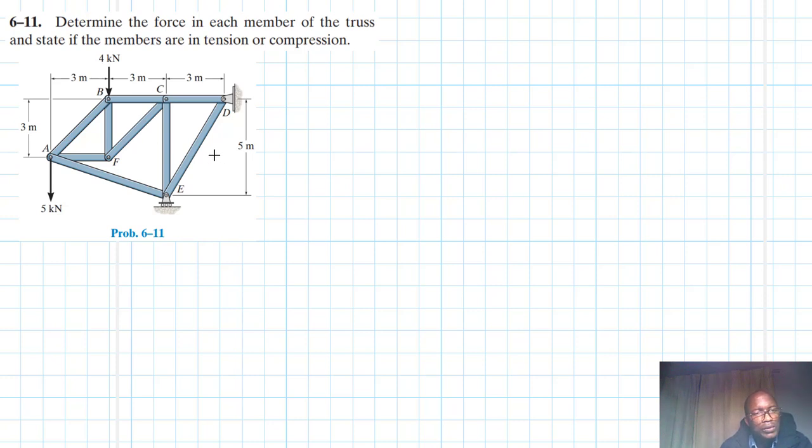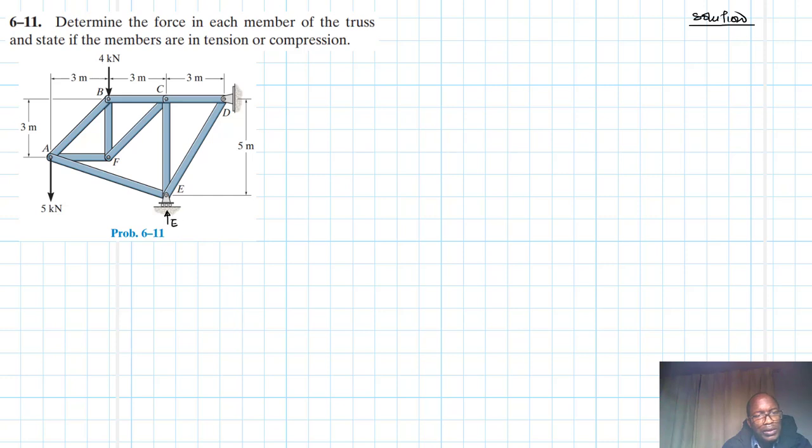Hello, I welcome you all to this another interesting screencast, and the problem reads: determine the force in each member of the truss and state if the members are in tension or compression. This problem is coming from the Engineering Mechanics: Statics textbook, 13th edition by R.C. Hibbeler. So to start with, we're going to draw the free body diagram.